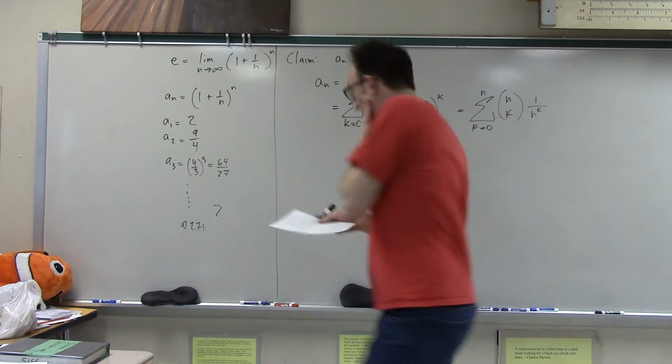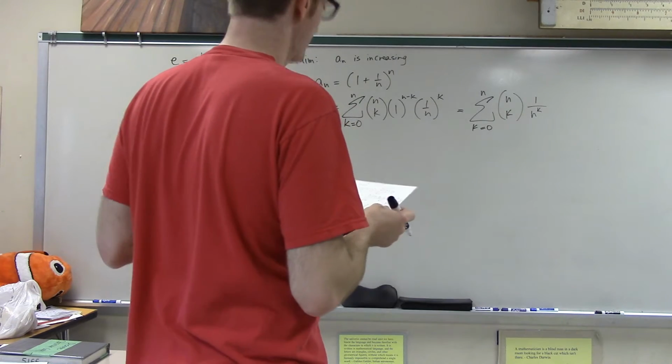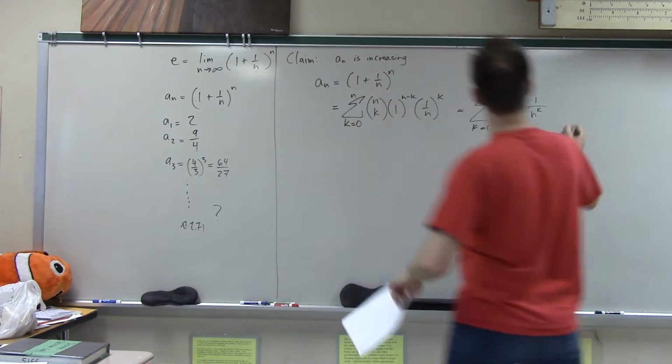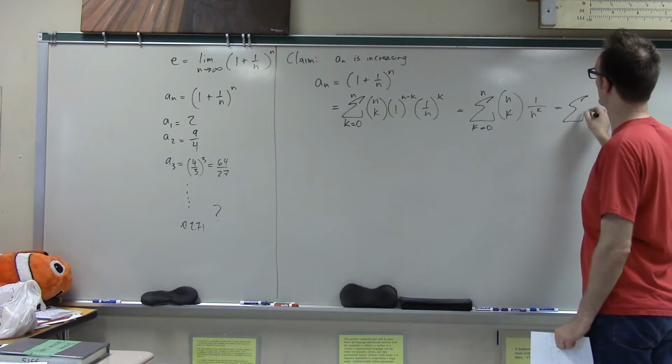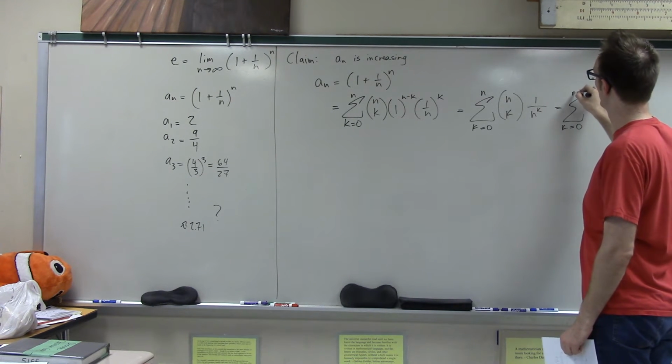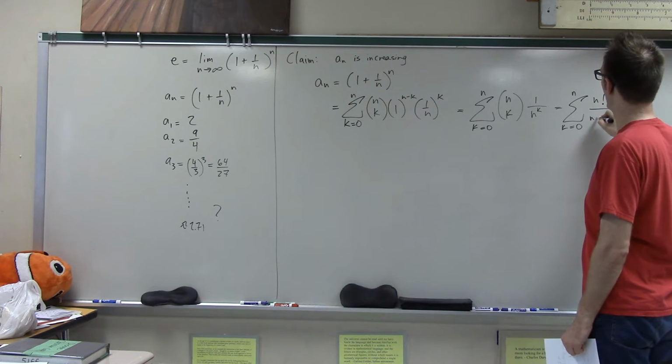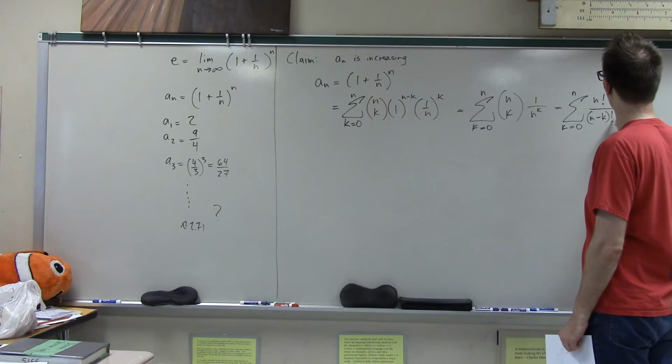Okay. Well, now I will do something cool. And let's not forget, what is n choose k? It's just n factorial over n minus k factorial times k factorial.